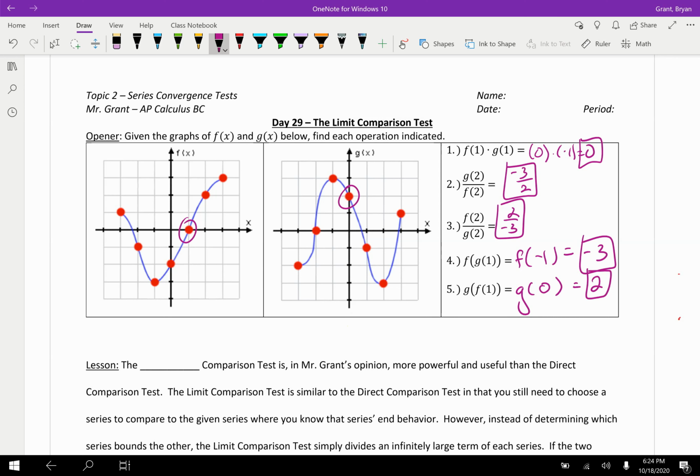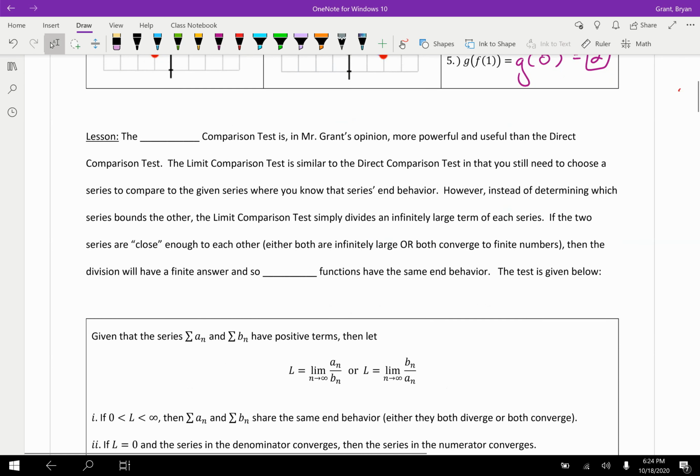The reason that we did this opener is so that we could practice having two different functions and relating them together. So let's jump onto the limit comparison test, where that's exactly what we're going to do. The limit comparison test is, in my mind, way more useful than the direct comparison test. I very rarely, if ever, come across a problem where I won't use the limit comparison test. Instead, I say the direct comparison test will be way better, because that just really doesn't happen.